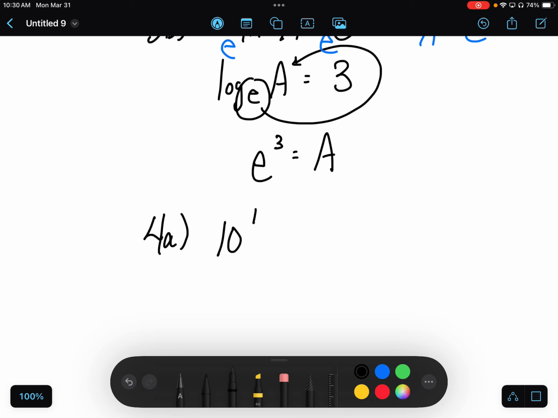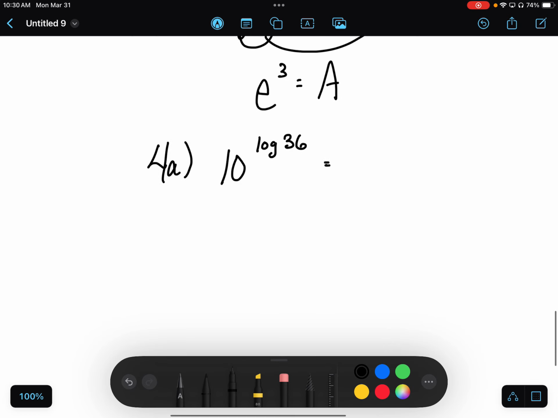4a has log 36. What's the base number if it's not written? 10. And when this base and that base match, they cancel each other out. So what's my final answer? 36.